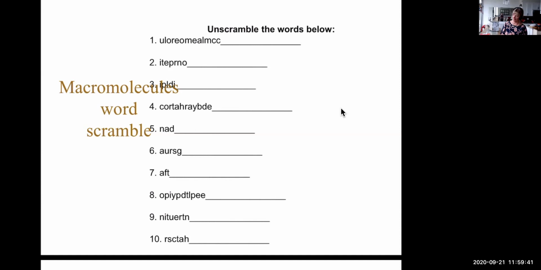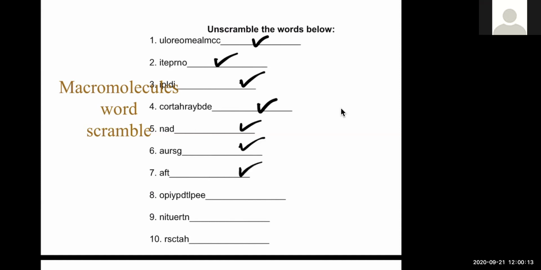All right. What's the first one? Macromolecule. Nice. What's the second one? Protein. Excellent. The third one? Lipid. Nice. The fourth one? Carbohydrates. Nice. The fifth one? DNA. The sixth one? Sugar. Yes. The seventh one? Fat. The eighth one? Polypeptide. Yeah, that was a hard one. The ninth one? Nutrients. Good. And the tenth one? Starch. Right on. Okay, well done.